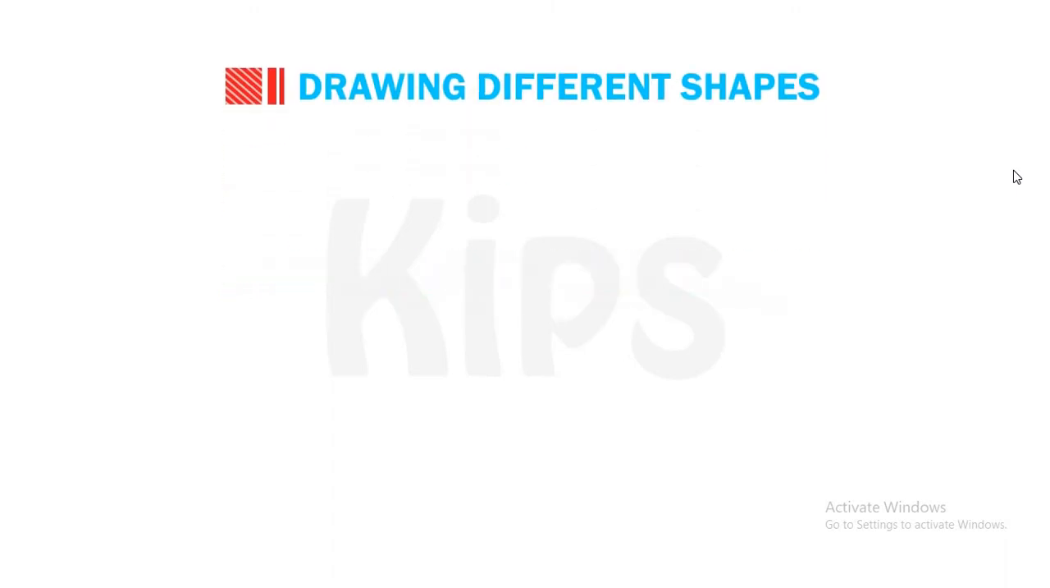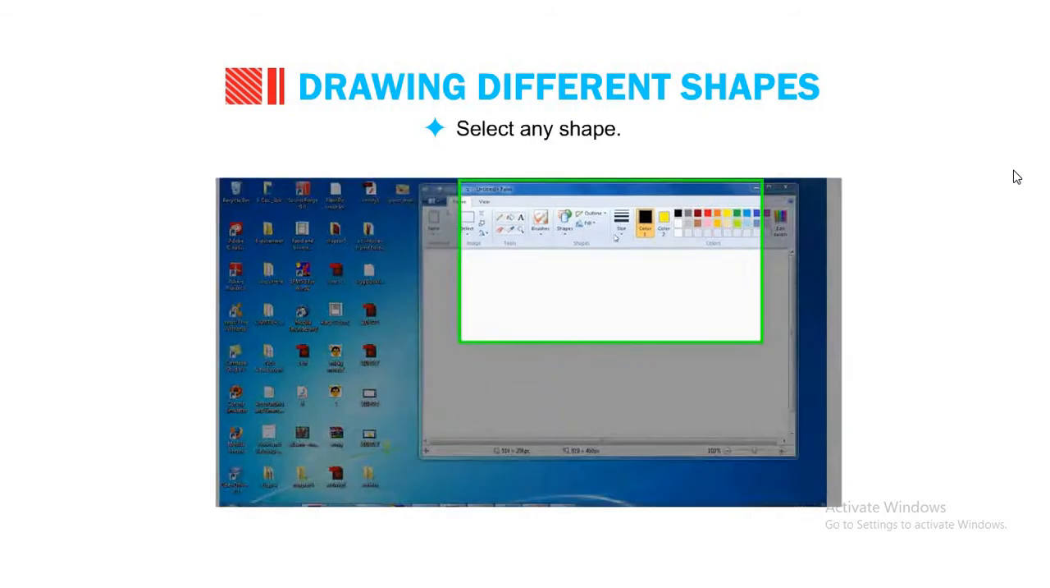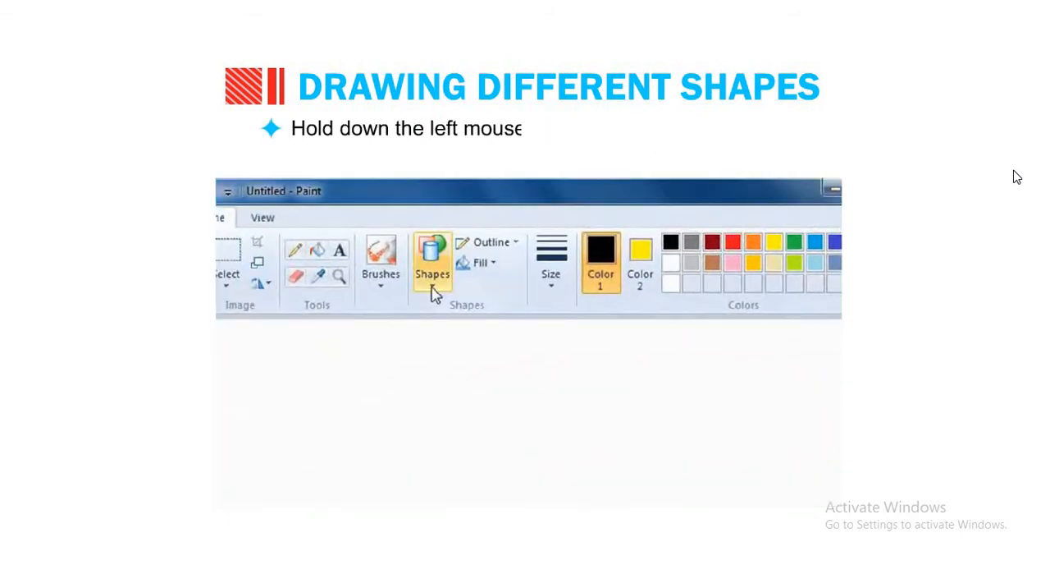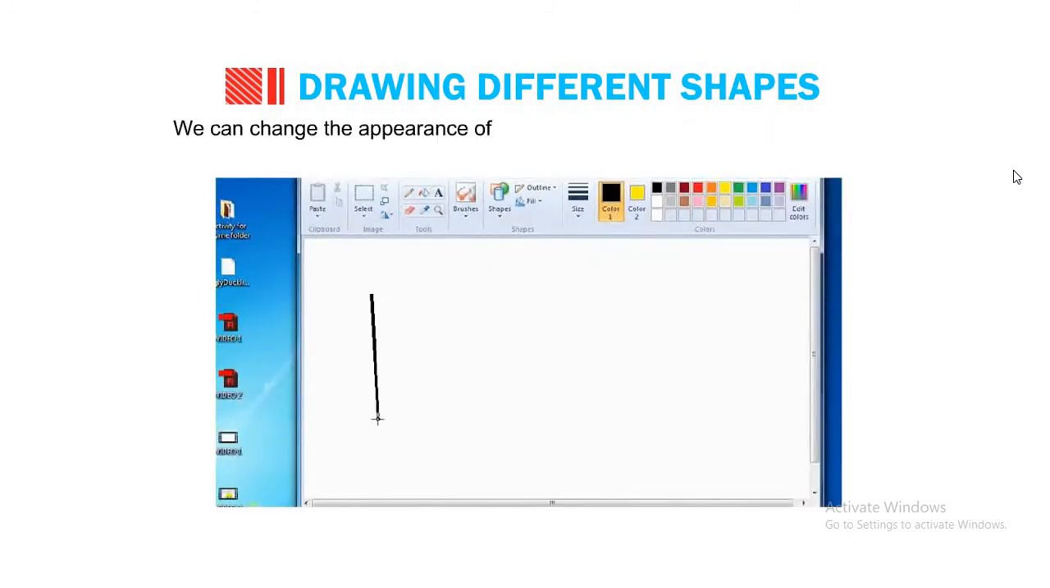Let us now learn how to draw different shapes. We can draw different shapes in Paint. The ready-made shapes are available in the Shapes group at Ribbon. Select any shape. Hold down the left mouse button and drag the mouse. We can change the appearance of the ready-made shapes as per our need.